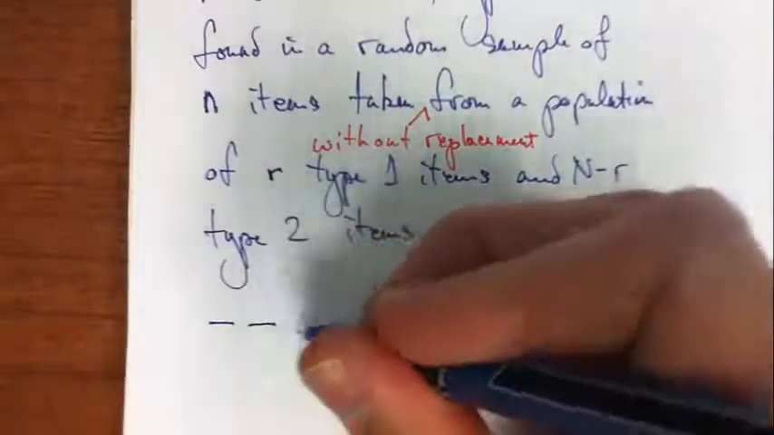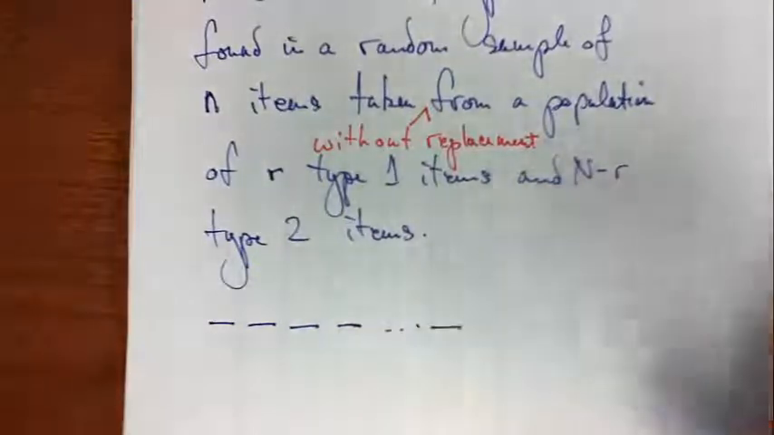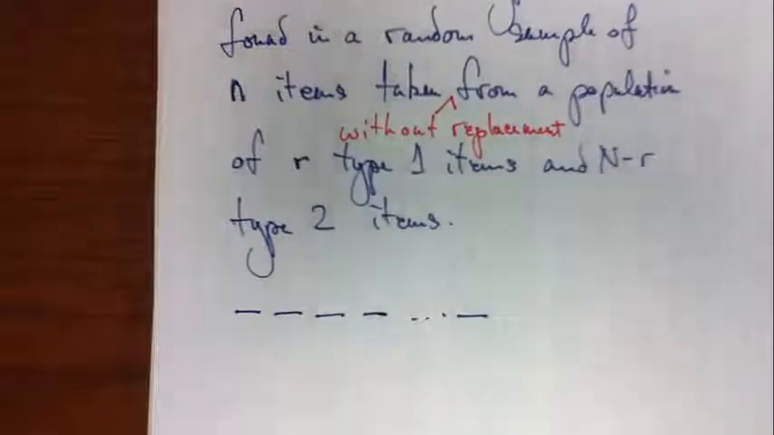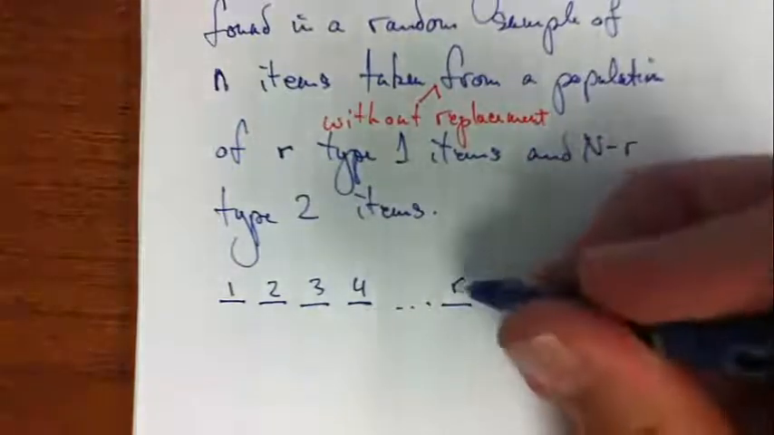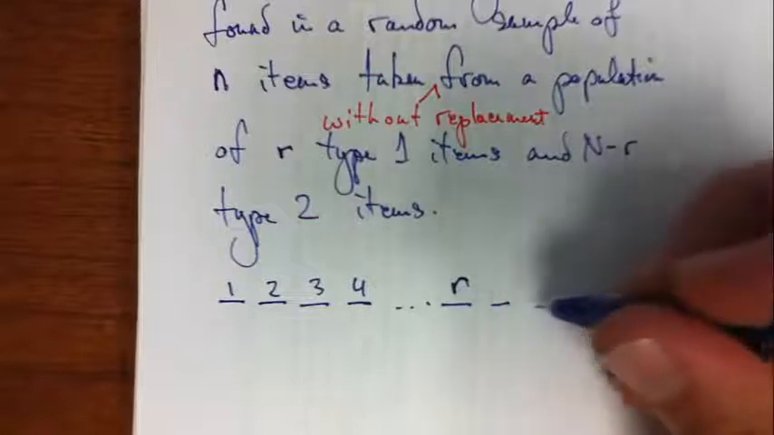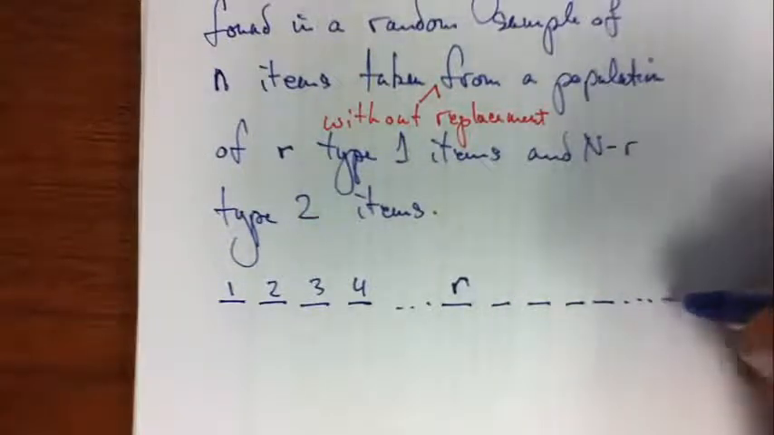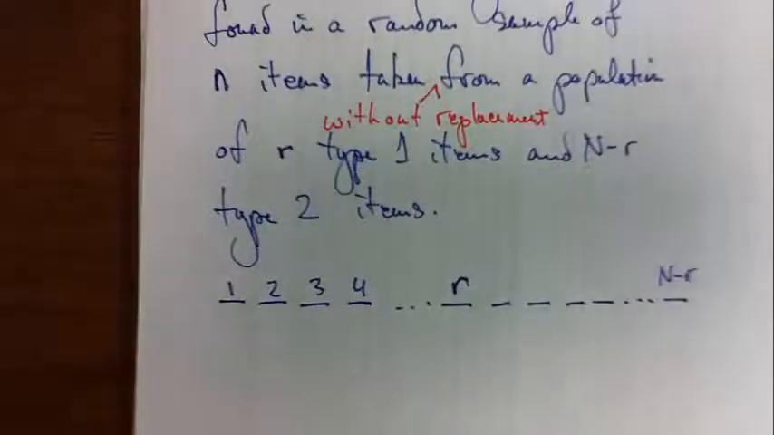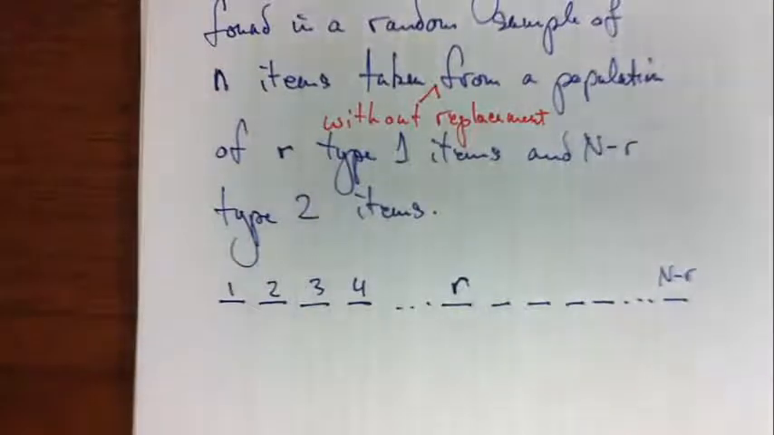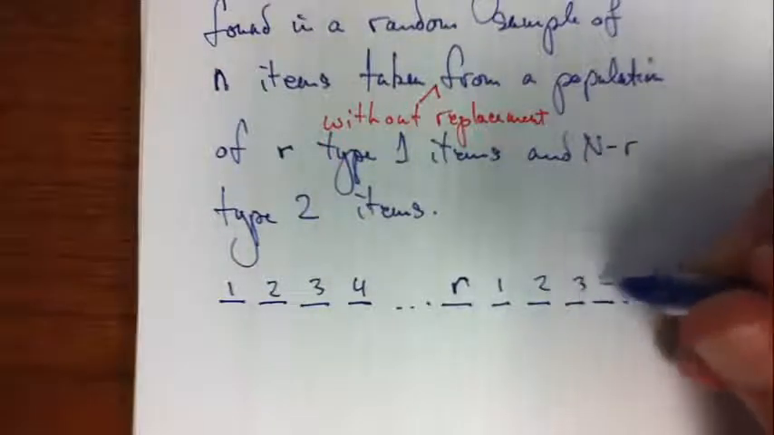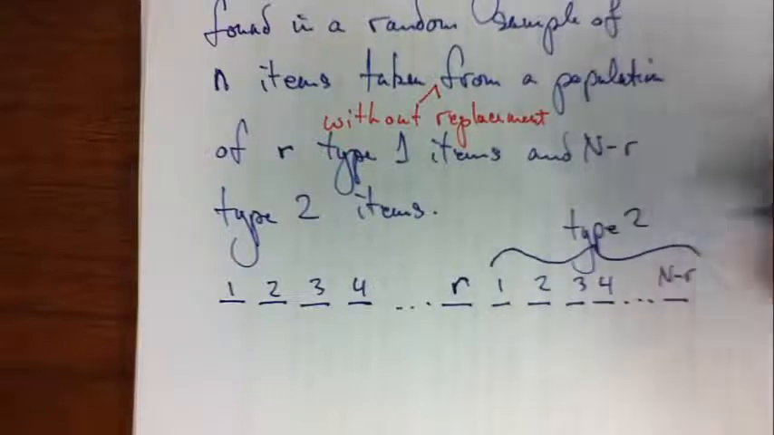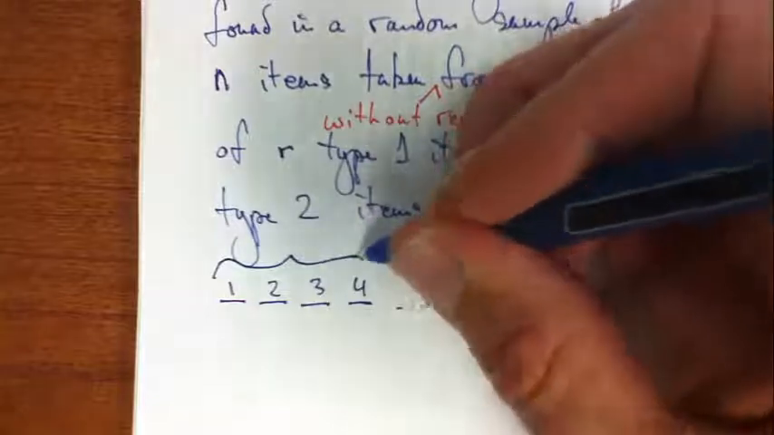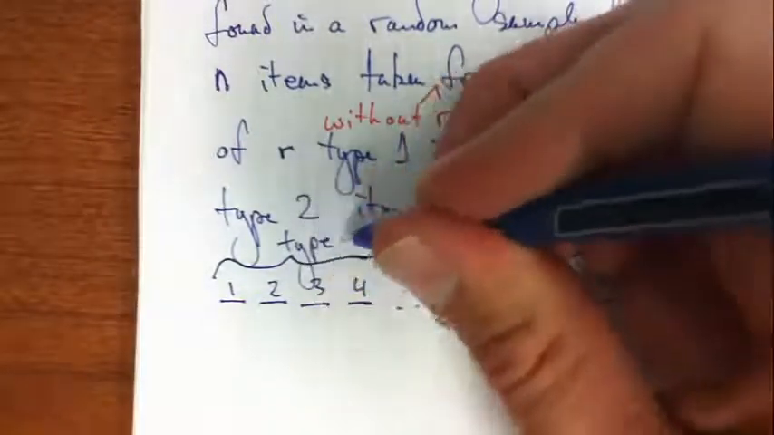Ugh, what does that mean? Well, think about it like this maybe. Here I have some items. Item number 1, item number 2, 3, 4, and so on, up to the rth item. And then I have 1, 2, 3, 4, up to... So over here, I'm going to count some items. We'll call these type 2 items. I'll call these type 1 items.